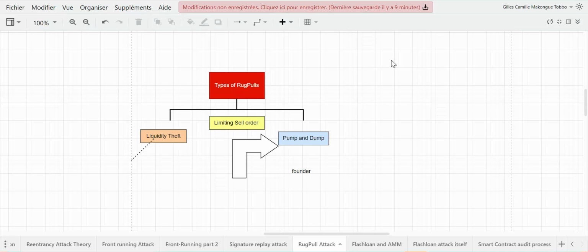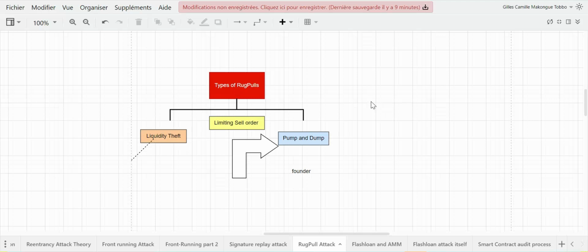Yeah, thank you for joining this new lecture and this new session. In this session, we are going to talk about rug pull attacks. We're going to see how they work and how they've been implemented in real world projects, because people, especially investors, sometimes lose money and they don't even know exactly what happened on the blockchain.